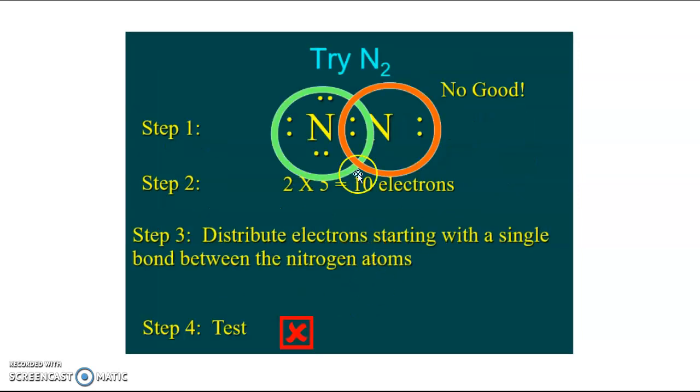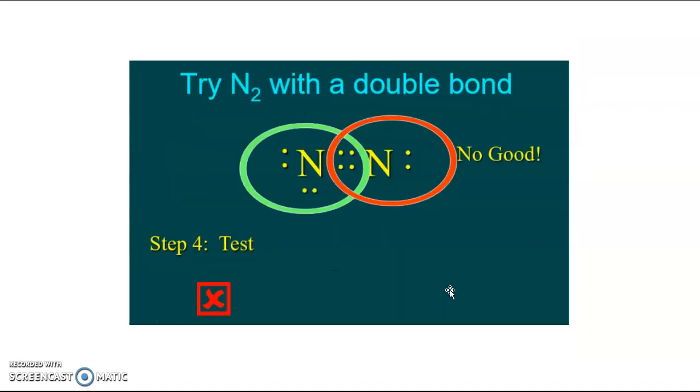Let's see in the case of nitrogen. Nitrogen has 5 valence electrons. As we have 2 atoms, we are going to have 10 valence electrons. If we put 2 electrons between the 2 atoms and we put the rest of the electrons around the atoms, we see that this atom will have only 4 electrons. That's not good. Then this representation is not fine.